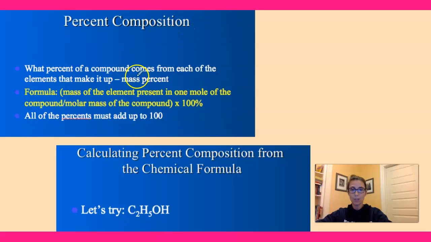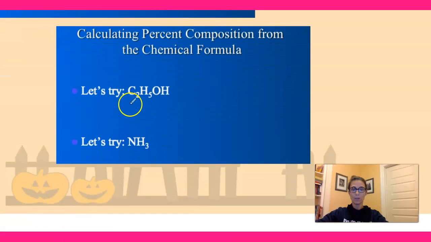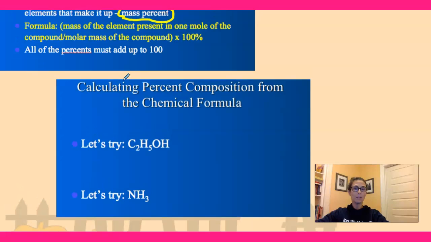Percent composition tells you what percent of a compound comes from each of the elements that make it up. Another way to talk about that is to call it mass percent. The formula for percent composition, which is going to sound a little odd until we do an actual example, is the mass of the element present in 1 mole of the compound divided by the molar mass of the compound times 100%. All of the percents have to add up to 100 if you do a calculation for all of the percents of the elements in the compound.